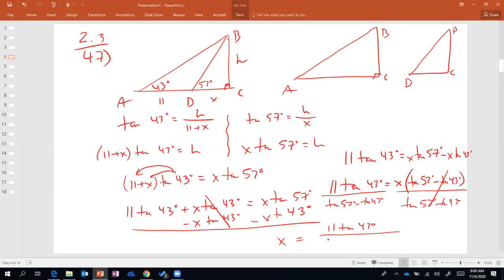See how you punch this into your calculator here. Tangent of 57 degrees minus tangent of 43 degrees. It's 16.8, which you rounded to 17. Cool, okay, 16.8 or 17? Cool, you're good? Are we good now? Yes. Awesome.